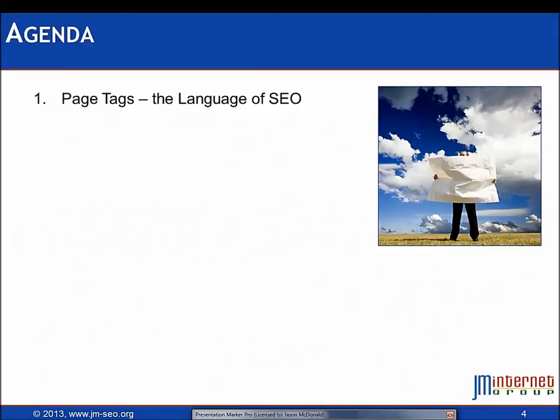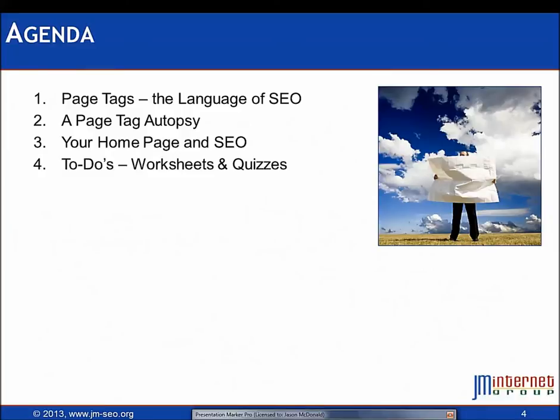So what's our agenda? We're going to learn the language of SEO at a very basic level. We're going to look at page tags. We're going to do what I call a page tag autopsy. A lot of people call this an audit. So I'm talking about going in and taking apart a page and understanding how it's talking to Google. We're going to look at home pages and how home pages talk to Google, and that'll give you a lot of insights for your own home page. And then we're going to conclude with some handy dandy worksheets and quizzes to help you learn to take what you've learned and implement that in your SEO strategy.